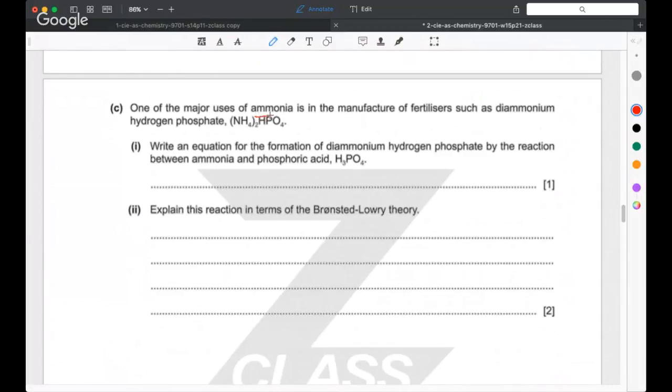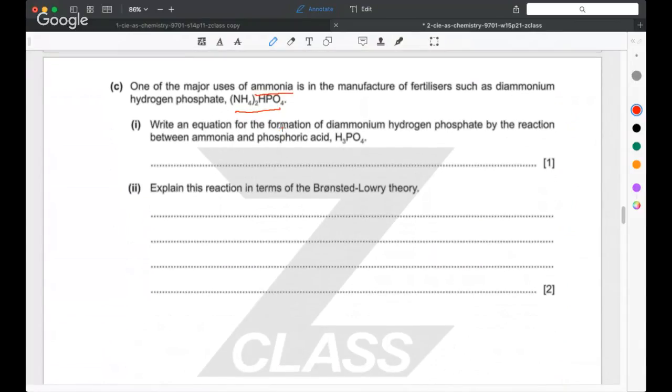Okay, continuing on, talking about ammonia being used in this fertilizer here, diammonium hydrogen phosphate. Very easy. You've just got to write an equation here where you're writing the reaction between ammonia, aren't you, and phosphoric acid. I think you just look this up in the mark scheme rather than me writing it out here. H3PO4. It's pretty simple stuff. You're getting two molecules of ammonia reacting with one molecule of the phosphoric acid to give you this diammonium salt. It's diammonium, two, yeah? Two di.